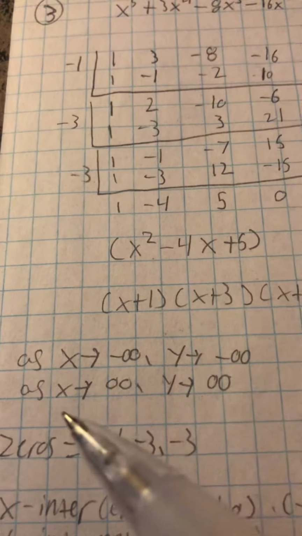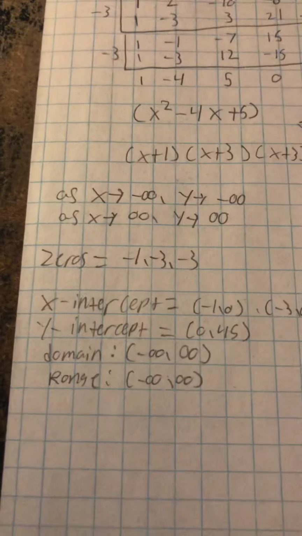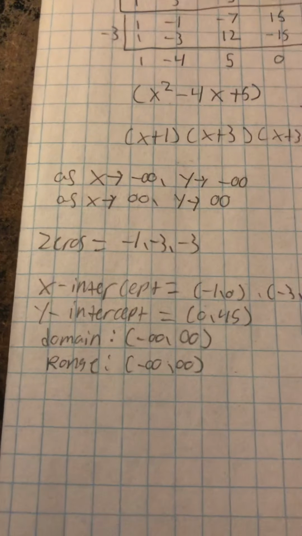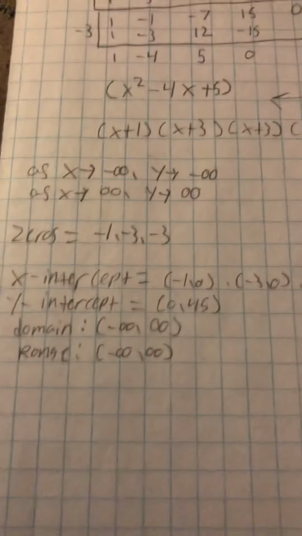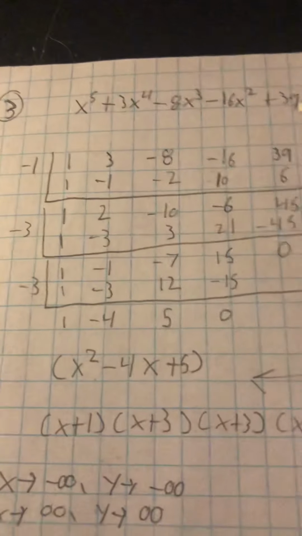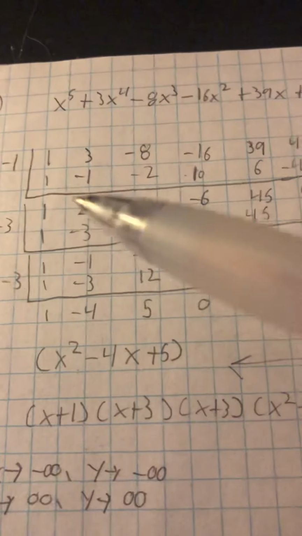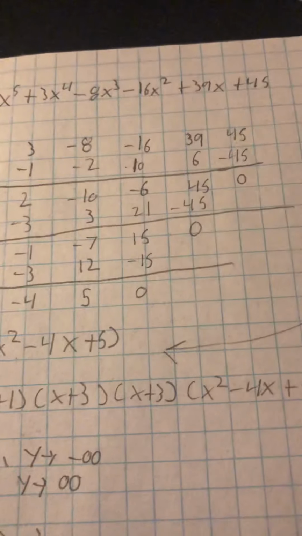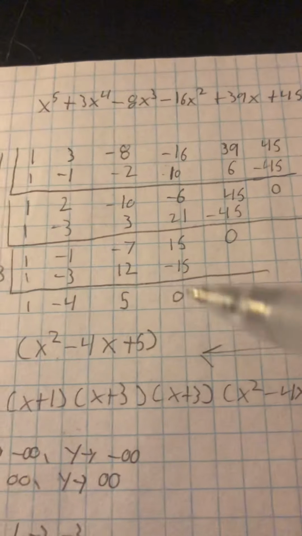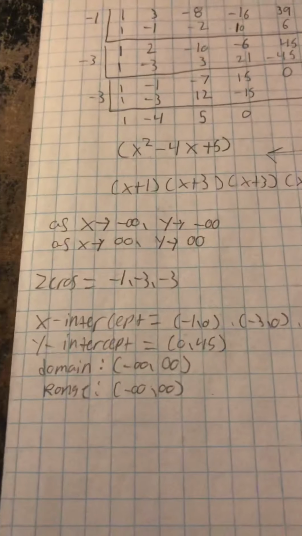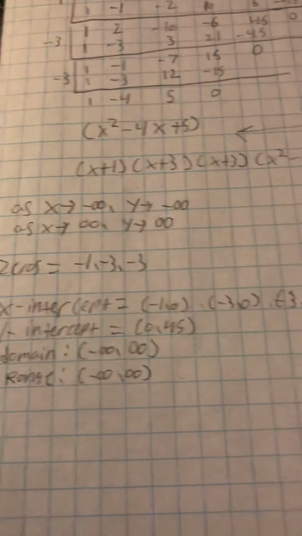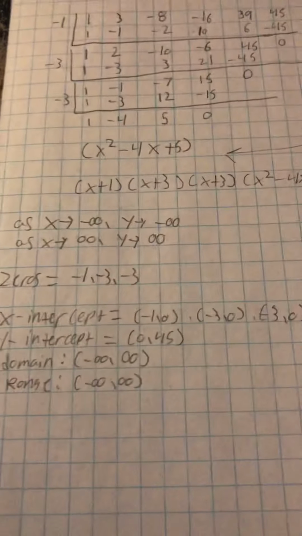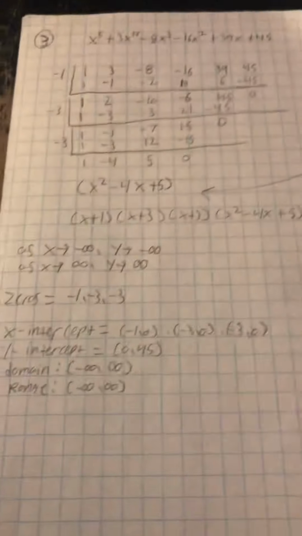So, we know our domain is going to be all real numbers, and we know our range is also going to be all real numbers, because again, because it's x to the fifth, it has to come up from infinity, do some wiggly things, and then go back up. Just like x to the third, just like x to the seventh, it's all the same. So, that's our x-intercepts, there's our y-intercept, our domain, and our range. Just like that, nice and easy.